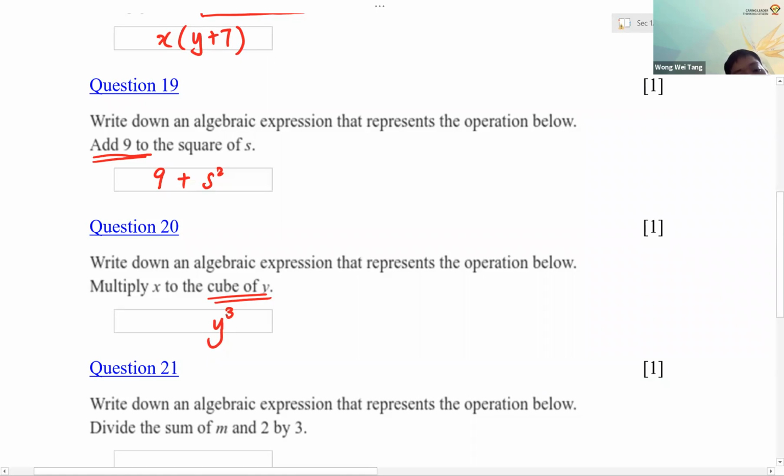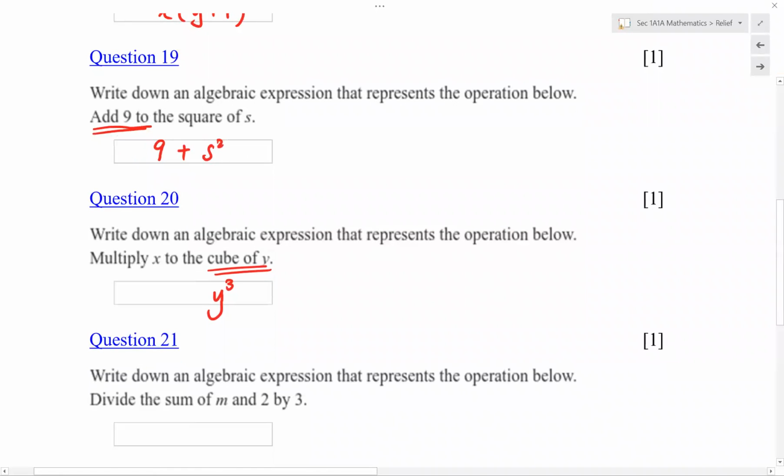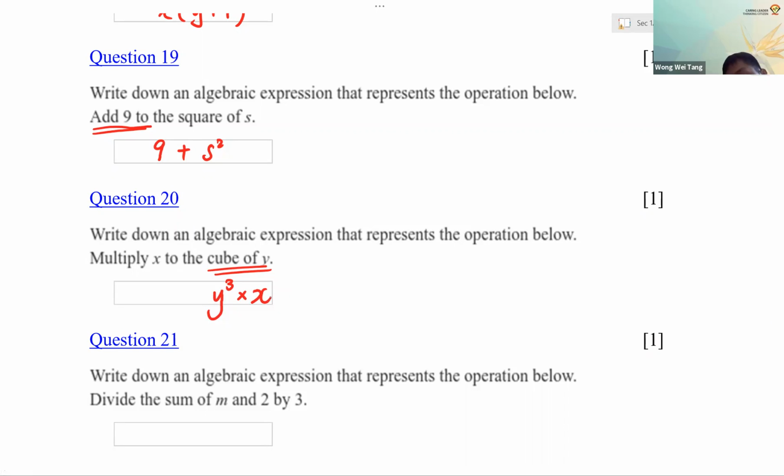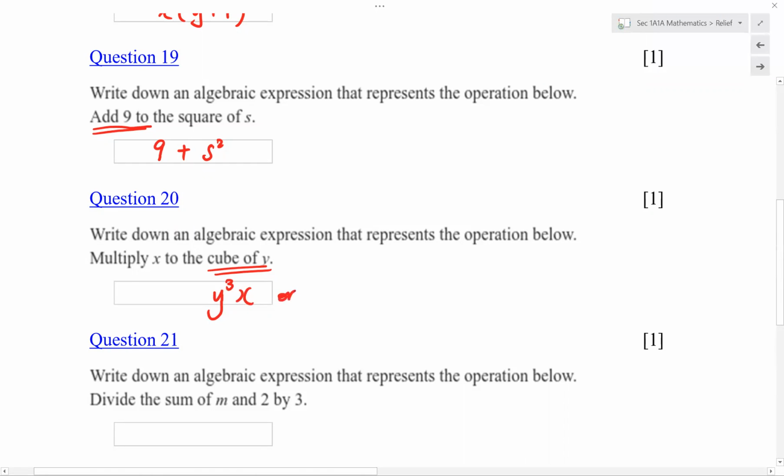So Rayan, since I helped you just now, can you complete this question? Multiply x to the cube of y. So what do we have? Y cube times x. Okay, how should we write it? Do we need to write the multiplication sign? Or do you think we can remove the multiplication sign? I think we should remove it. You remove it, okay. So now we have this as the answer, y cube x. Now Indra, can you give me an alternative answer? XY cube. Correct. Okay, next one.